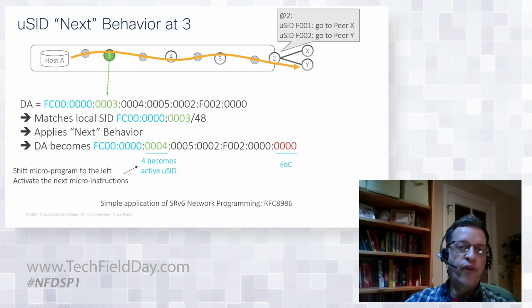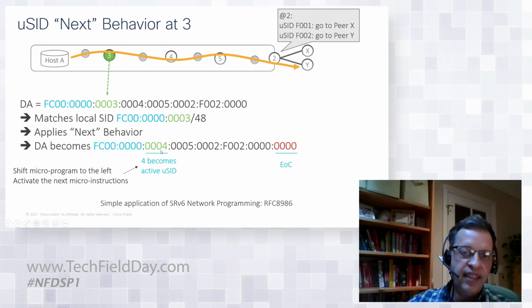Now, 3 is different. 3 happens to be in the waypoint, so he's going to recognize that his :003/48 is in the destination address. It is going to match his own programming entry, and he's going to apply what we call the next behavior. With the next behavior, he's going to promote the next microSID to become the active microSID. So as the packet leaves 3, the DA will be modified. And instead of having 3 as the active segment, the active microSID will now be 004.